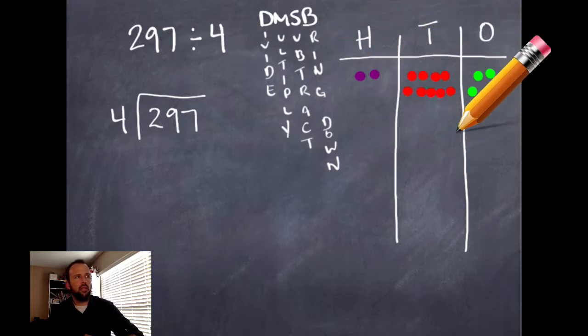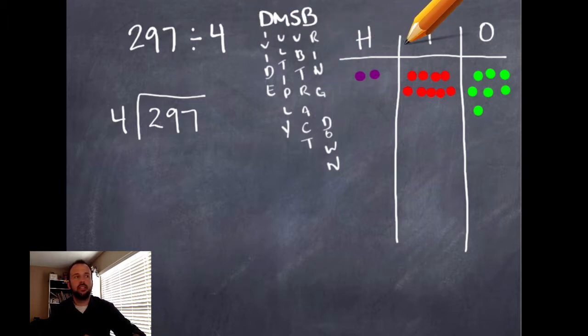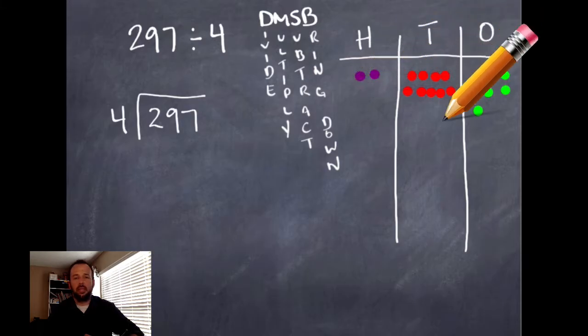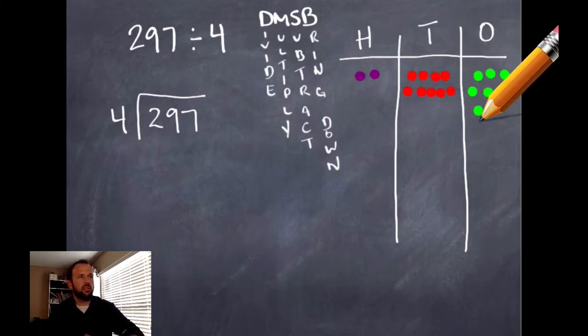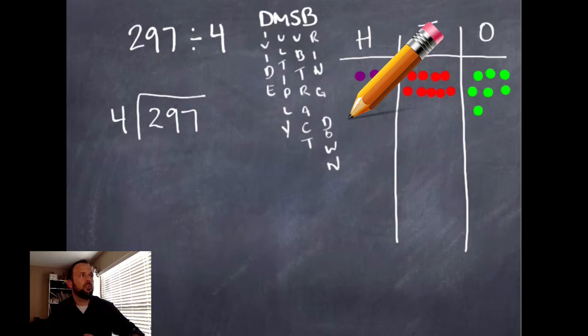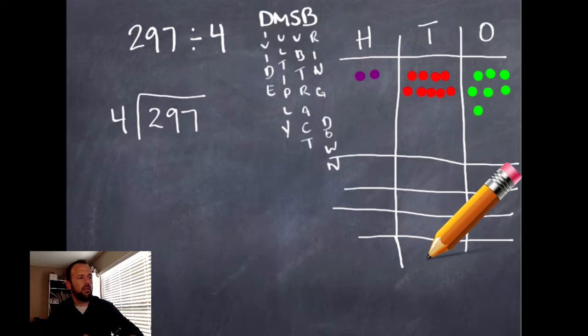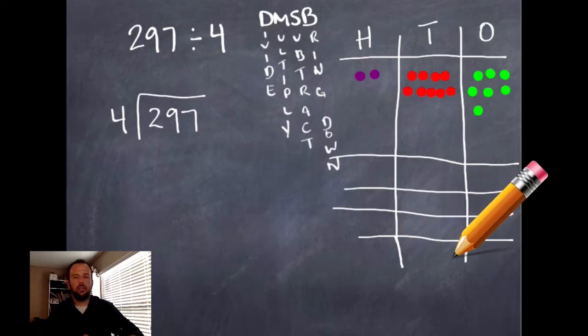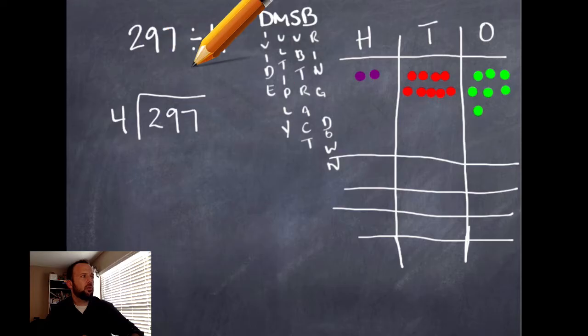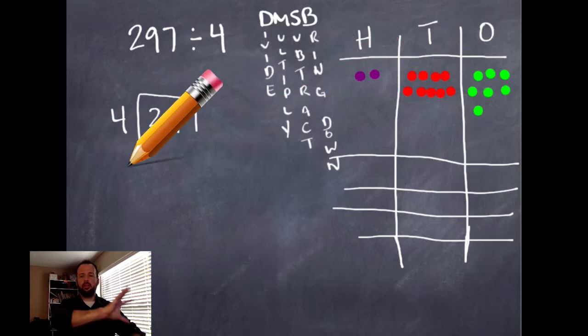I'm going to take my 2 hundreds, my 9 tens, and my 7 ones, and I'm going to divide them into 4 groups. So let me go ahead and draw my 4 groups. 1, 2, 3, and then this will be my 4th one. Down here, just extend those lines a little bit. Cool. All right. So let's start off with the standard algorithm, and then we'll come back over to visually represent it on the other side.